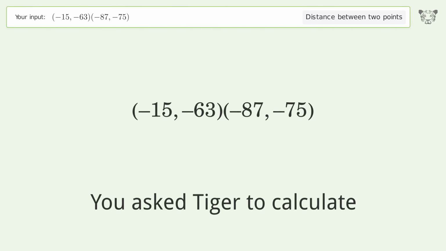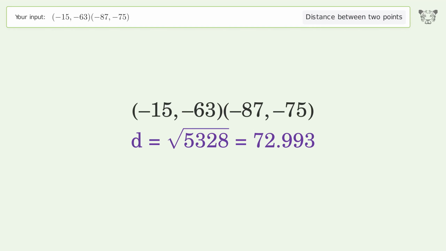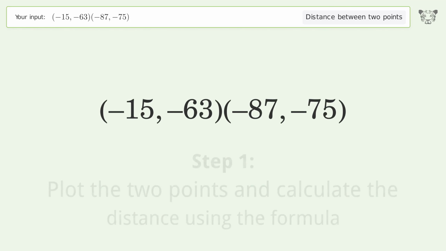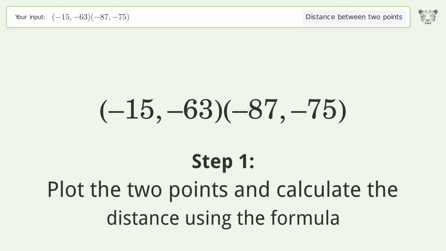You ask Tiger to calculate. This deals with the distance between 2 points. The distance between the 2 points is the square root of 5,328, or 72.993. Let's solve it step by step. Plot the 2 points and calculate the distance using the formula.